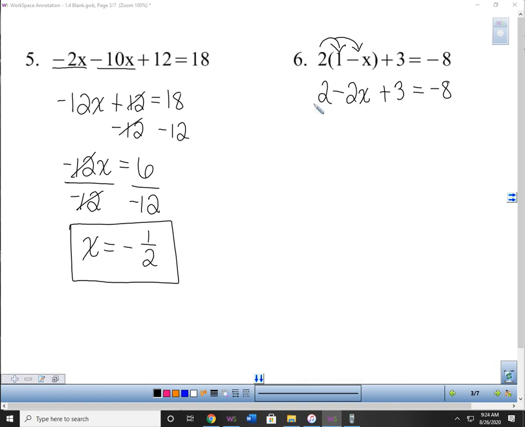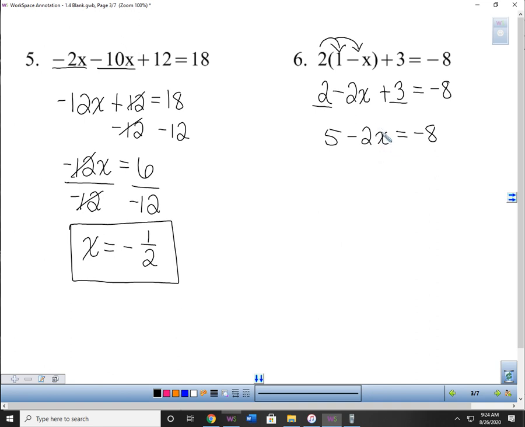All right. So then I'm going to look and see if I have any like terms, and I do. I have a 2 and a 3 to put together because they're on the same side. 3 and 2 make 5. And then you have your minus 2x equals negative 8. So now that you've combined all your like terms, now you can solve for your x.